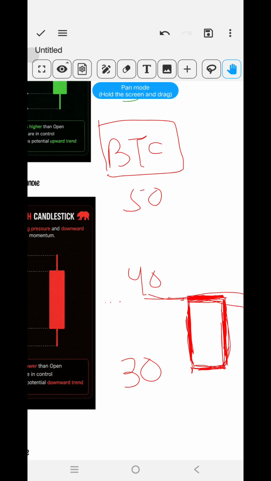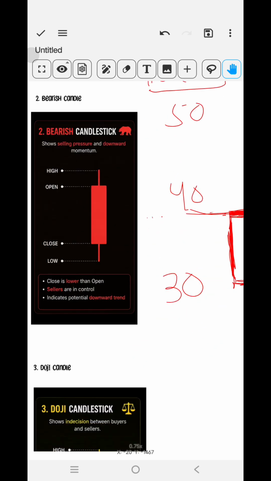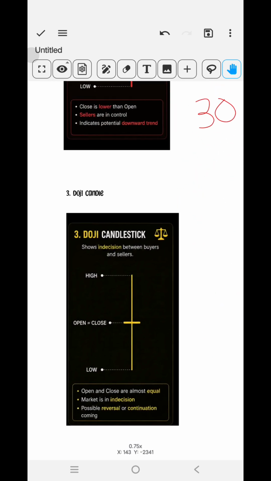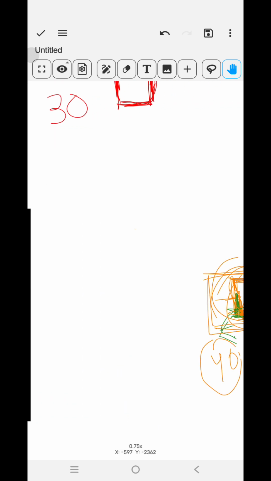Now let's talk about the third candle, which is also an important candle. The doji candle. The doji candle forms when the opening and closing price are nearly the same. It means neither buyers nor sellers are strong. It represents indecision in the market. Don't trade on a doji like this.